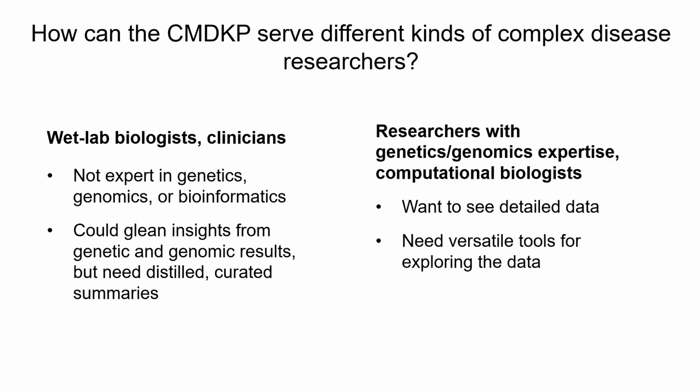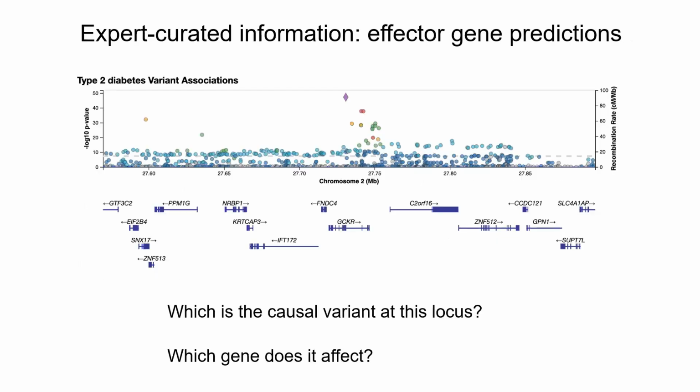We're trying to serve both of these communities. So, for the first one, expert curated information to help the non-expert geneticist user. We've seen this already in the first 2 talks, that you have variant associations across a region, and there may be many genes there, and it's not obvious first which is the causal variant. It's not the tip of the skyscraper usually, and which gene does this variant affect in the region.